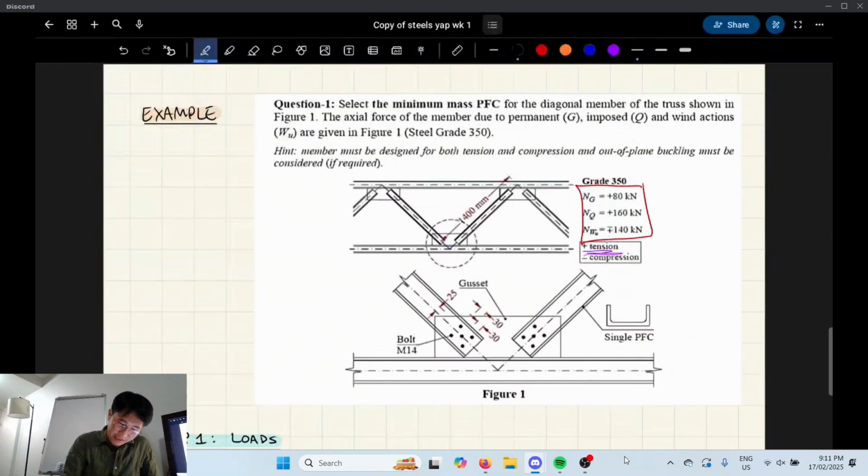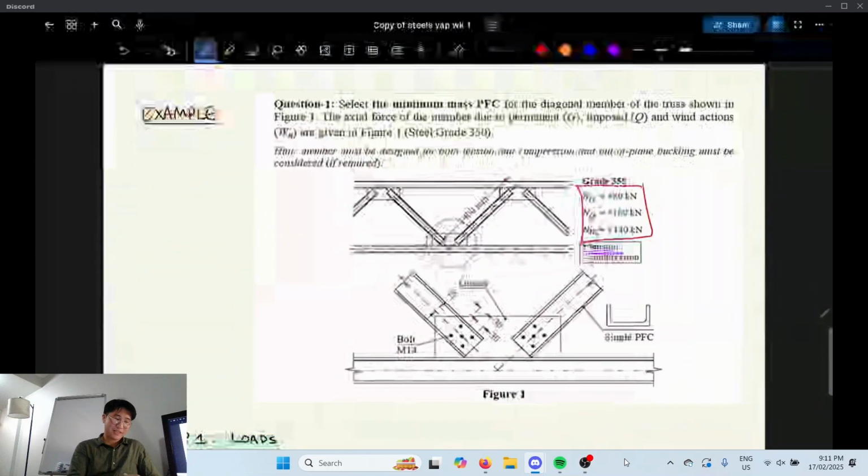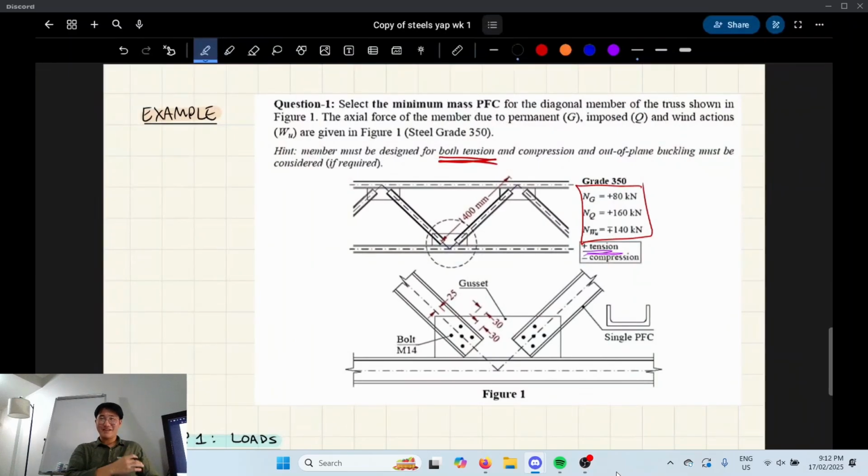Okay, what else can we see in this question? Firstly, this hint: the member must be designed for both tension and compression. We only care about the tension one because we haven't talked about compression yet, so we're just going to do tension this week. Okay, we're back.